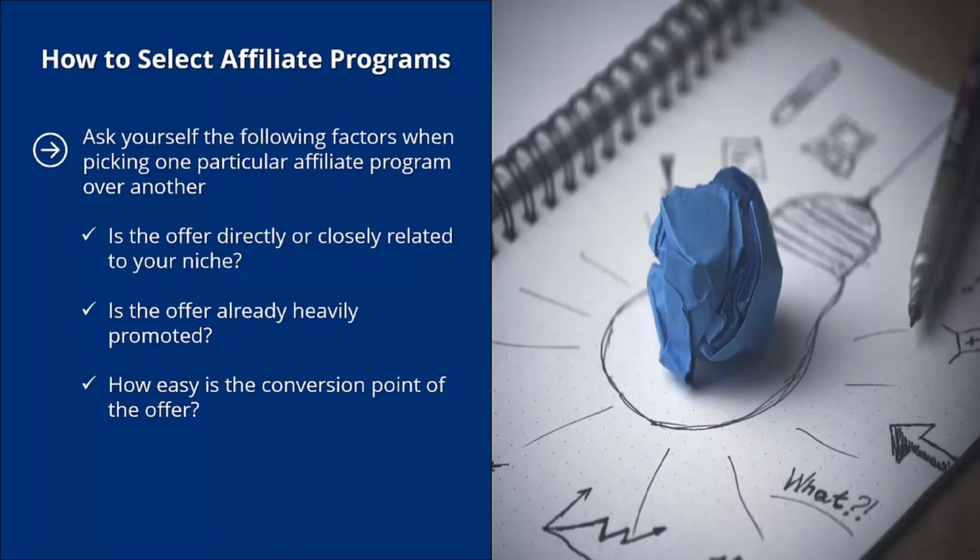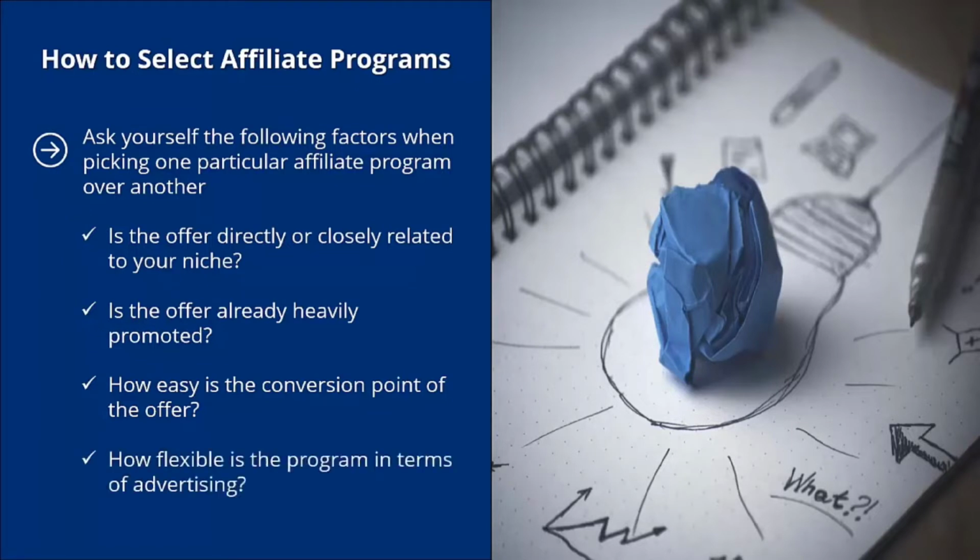How easy is the conversion point of the offer? Ideally, you should look for an offer that only requires a click for you to get paid. If that's not happening, look for offers that pay you for every email or zip code entered into a form. If that isn't available, then look at offers that pay you per sale at a very high percentage.